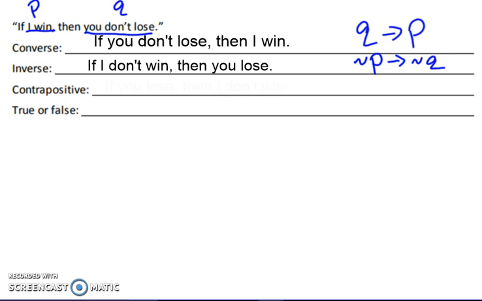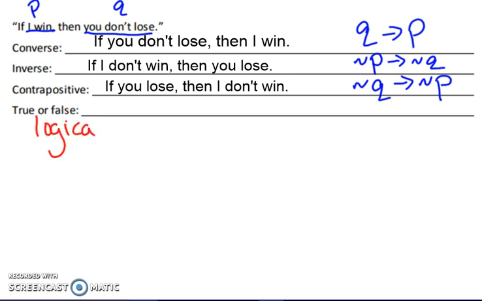Now the contrapositive, we want to negate it and do the opposite. So it's going to become negative Q and negative P. So in this case, if you lose, then I don't win. And if you look, for the contrapositive, you can either take the converse and make it negative, or you can do the inverse and then the converse. Either way it works.